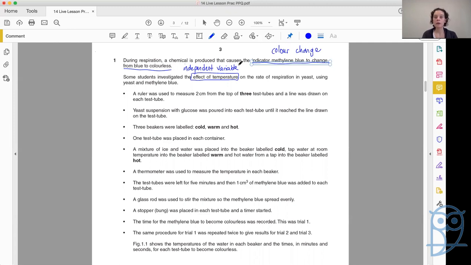Okay, remember, our independent variable is the one that belongs on our horizontal axis. It's the one that we are changing on purpose to actually see what effect it has. Okay, so independent variable is temperature in this case. Rate of respiration. This is something that we're going to be measuring using this color change from methylene blue. If we're going to measure it, this must be our dependent variable.